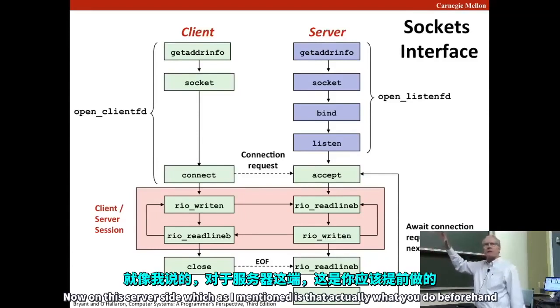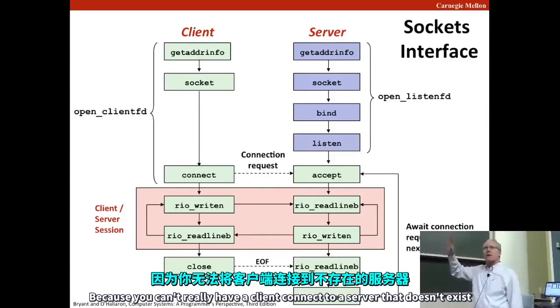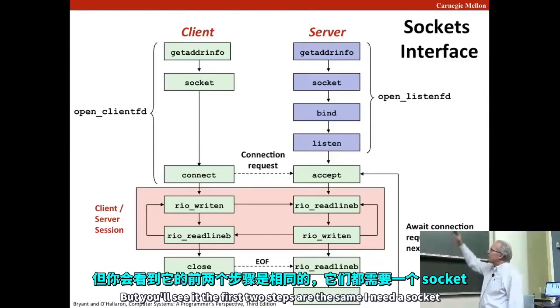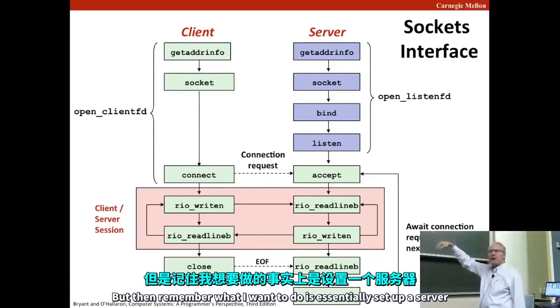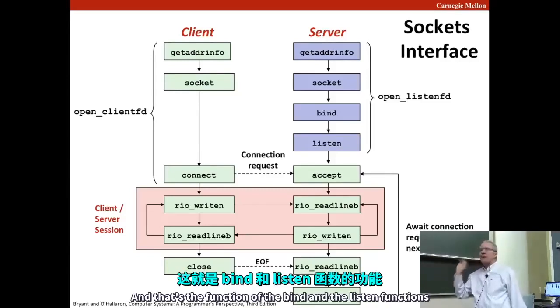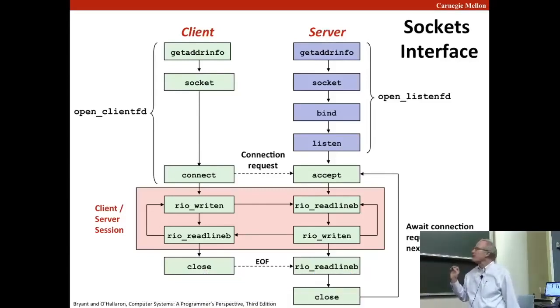Now on the server side, which as I mentioned is actually what you do beforehand, because you can't really have a client connect to a server that doesn't exist, it's just a little bit trickier to understand what's going on. But you'll see the first two steps are the same. I need a socket. But then remember, what I want to do is essentially set up a server that's listening on a particular port for clients to make requests. And that's the function of the bind and the listen functions.